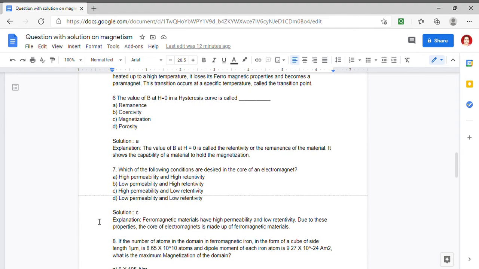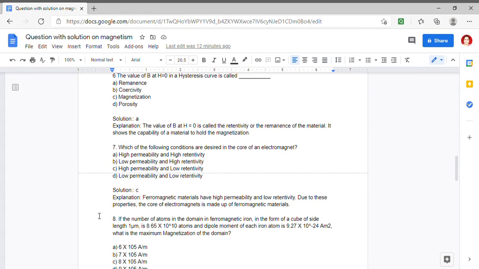Moving over to the next problem. We have to find the desired condition for the core of an electromagnet. The core of an electromagnet is made up of a ferromagnetic material, and we know that ferromagnetic materials have high permeability and low retentivity. Because of these properties, we can easily make the core of an electromagnet out of a ferromagnetic material.